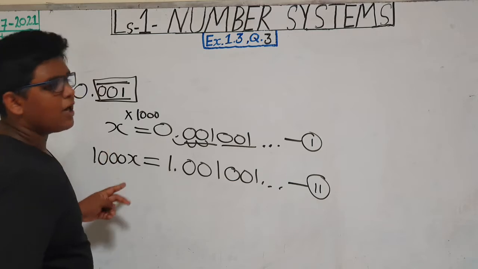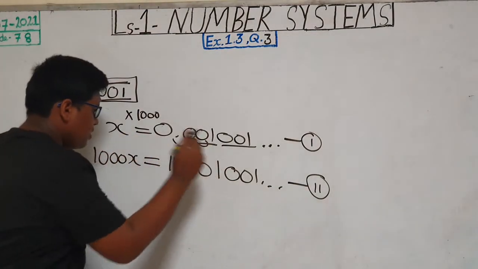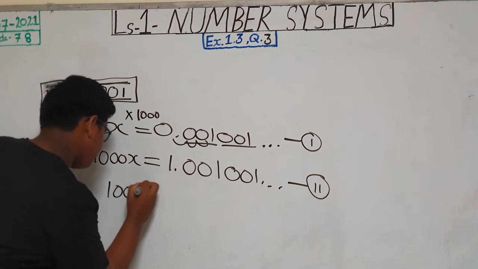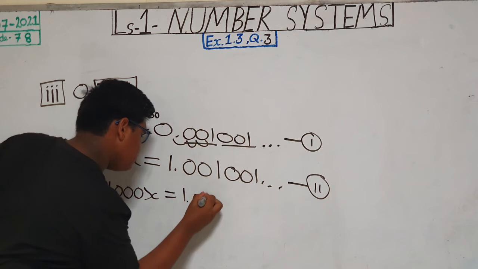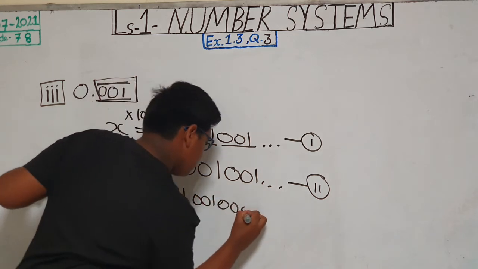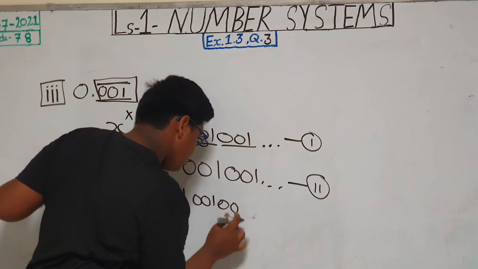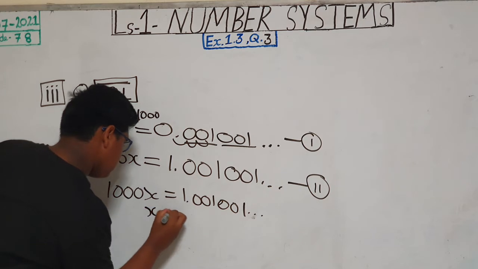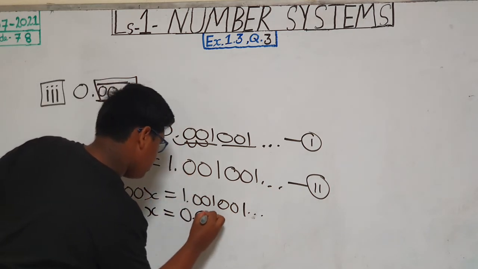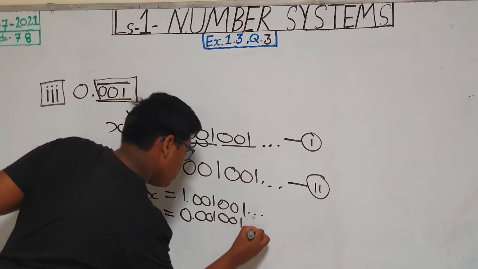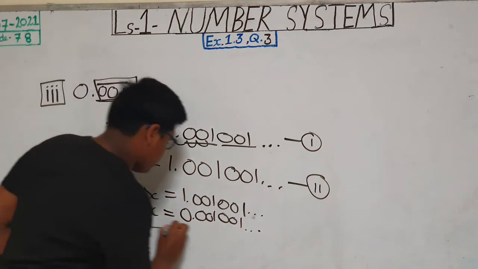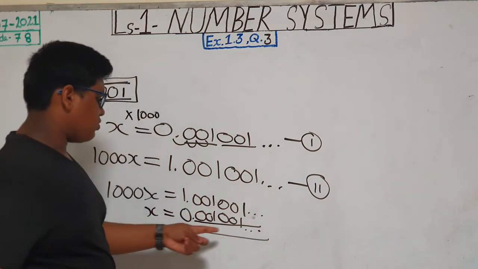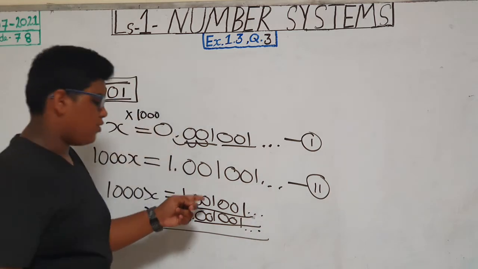Now we will subtract them by using the same process. Let's subtract them. First we will write 1000x is equal to 1.001 and continues. Then we will write x is equal to 0.001 and then it continues. Now we will subtract them. Here everything is the same, 0.001, and here also everything is the same, 0.001.